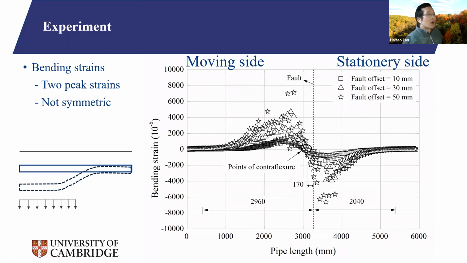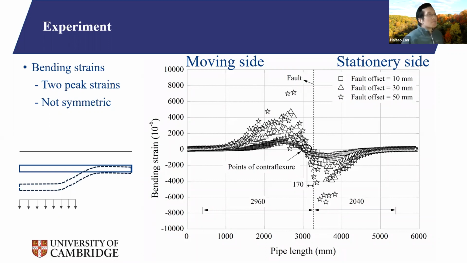As we can see here, there are 2 peaks. So the tensile peak strength is close to the fault line on the moving side, and there's another peak. It's a compressive strength also across the fault line at the stationary side. And they are not symmetric. The compressive peak strength, the absolute value is actually a little bit higher than the peak tensile strength. That is because the soil capacity of these 2 sides is different.